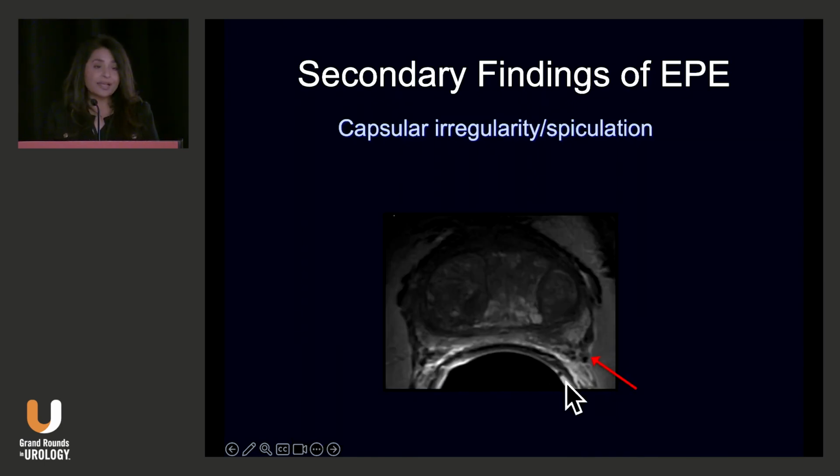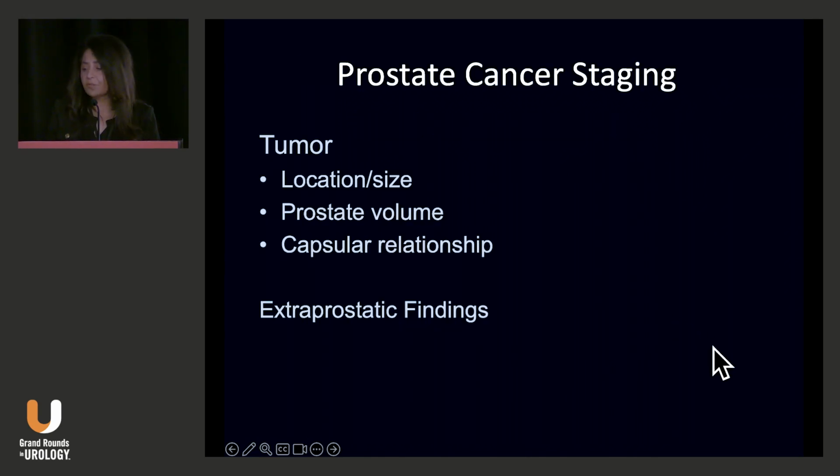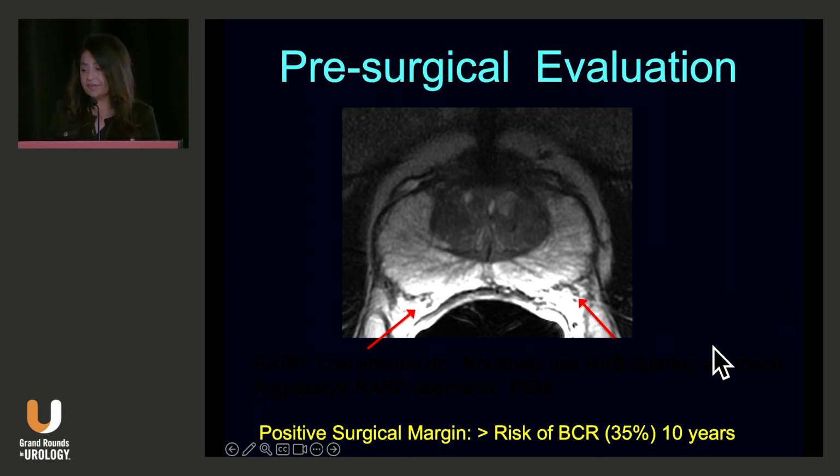And there's variability, as you know, even within pathologists as to when they will call. There's grading that pathology has for EPE. And in this case, you can see when there's large volume tumor that's extending around the margin, that's worrisome if it's greater than 1.5 centimeters. And we can also see nicely the extraprostatic findings.